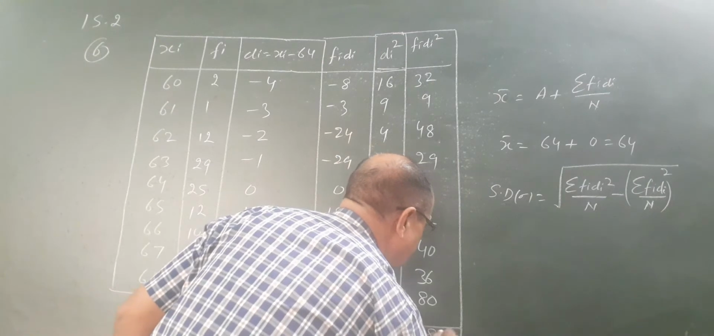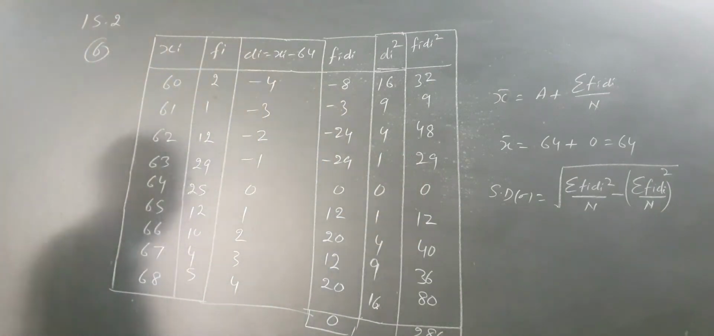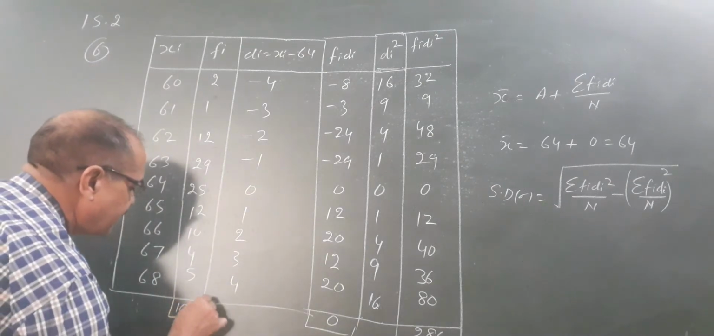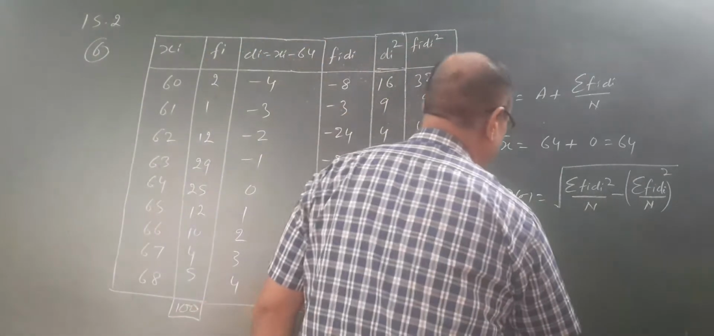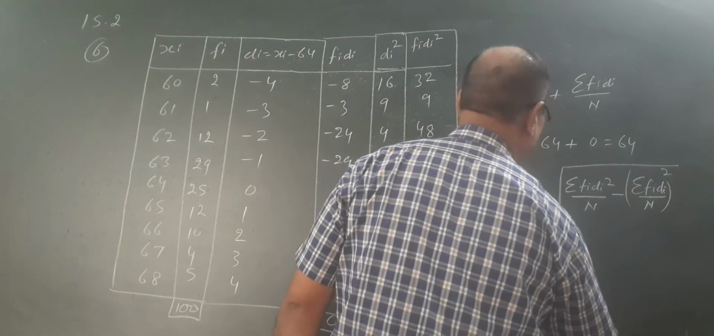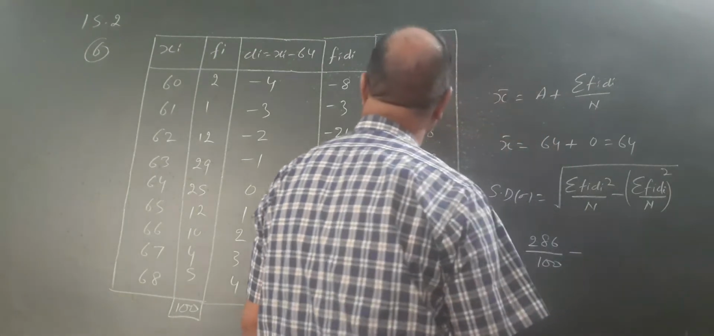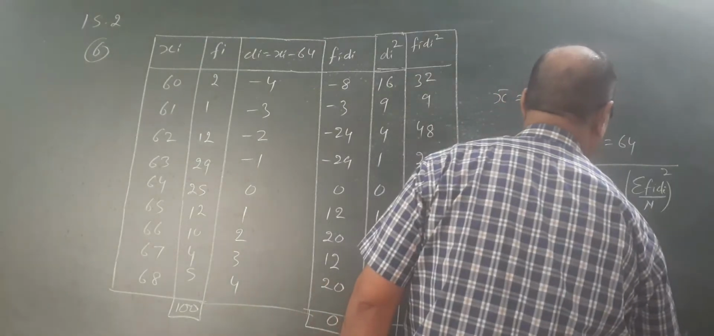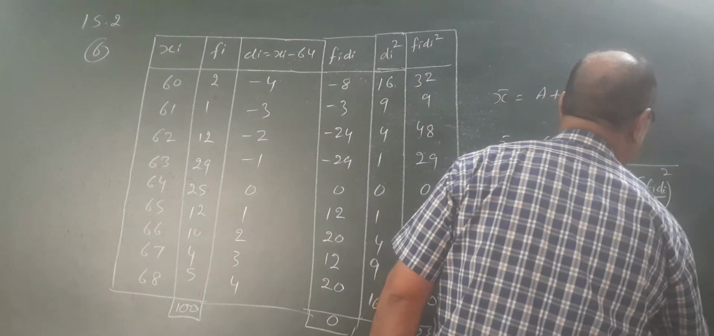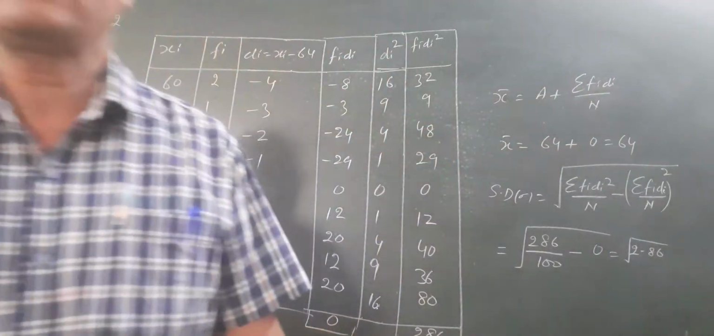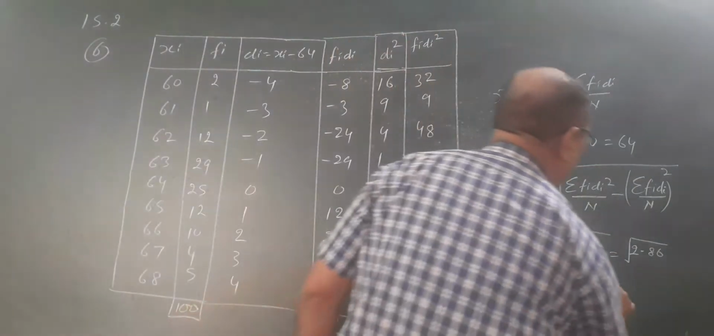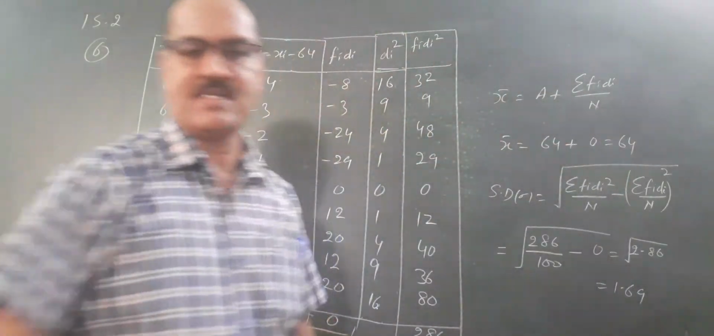The total of this is 286. Okay, and we also need the total of the frequency. The frequency total is 100. Now, SD is equal to the square root of sigma fi di square, 286 divided by 100, minus the square of sigma fi di upon n, that is 0. So it is the square root of 2.86, which comes out to be 1.69. This is the SD of this data.